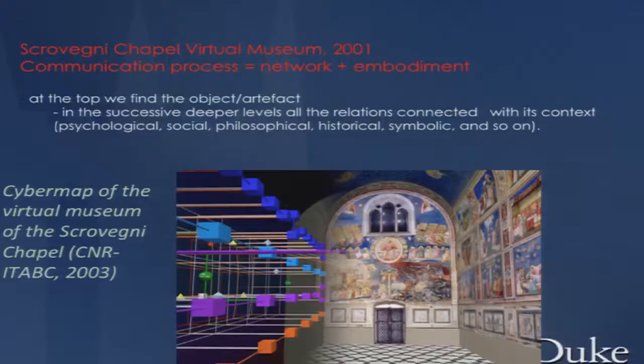In terms of analysis of monuments, for example, I worked in the past on the Virtual Museum, the Giotto Scrovegni Chapel. This was 2001. And you see here that we have the cyber map of the Scrovegni Chapel and the Scrovegni Chapel. This is something I like to recall even for your presentation. What happens if I destroy the iconic space?